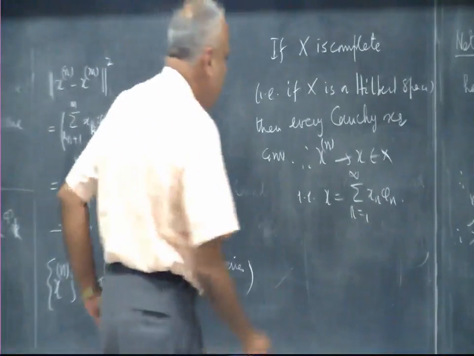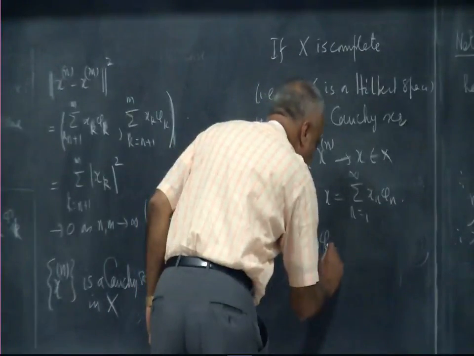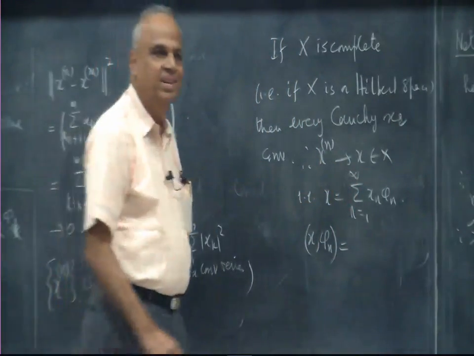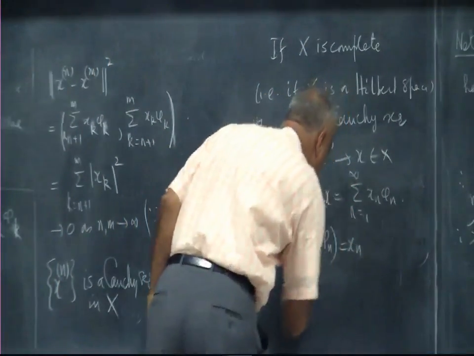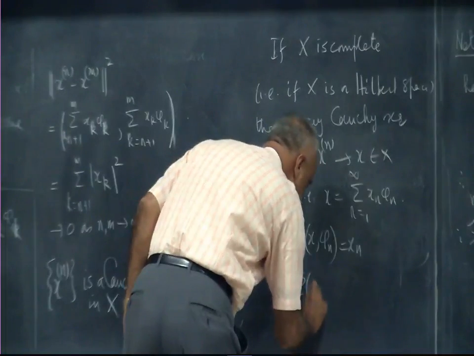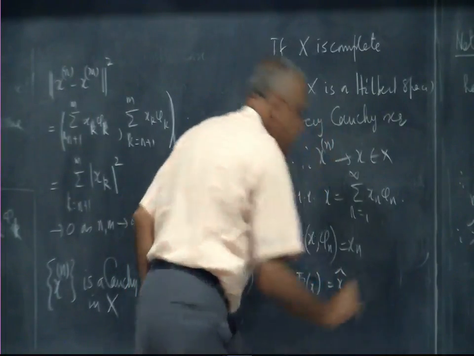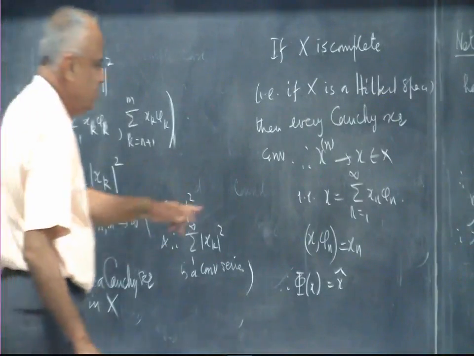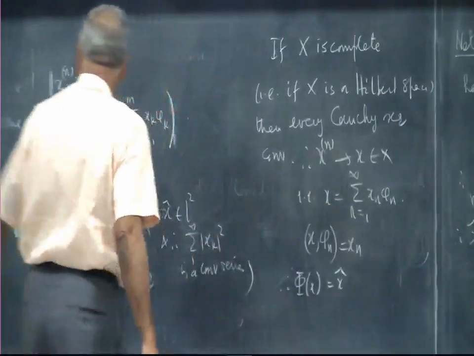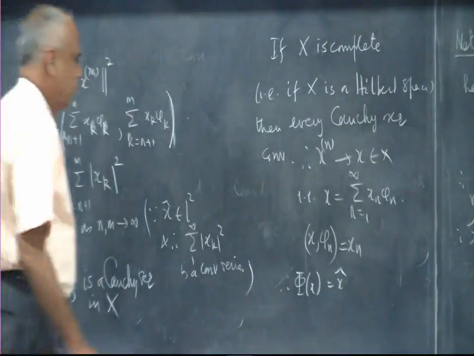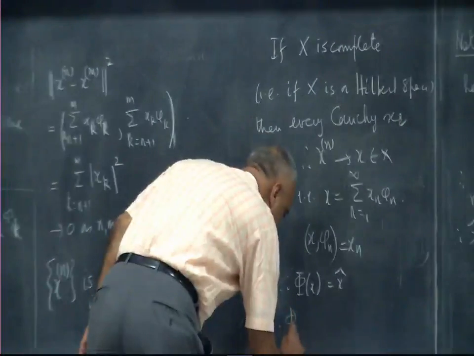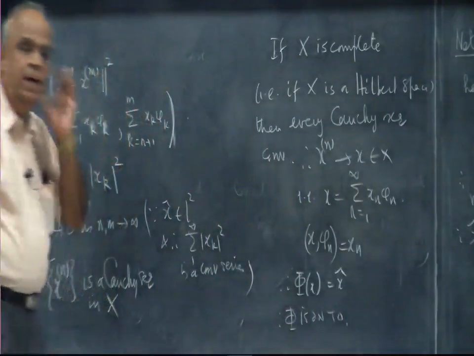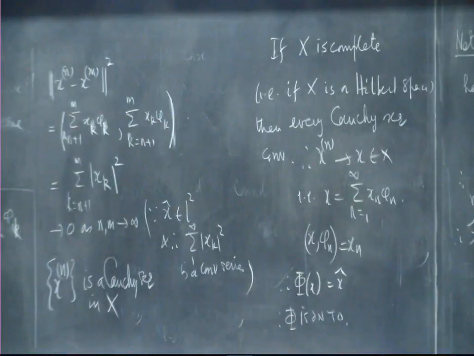For this vector, what is x phi n? Precisely x n, okay, and therefore phi x is x hat, and we are done. Therefore, phi is what? The image of this constructed vector is precisely that x hat we started with. Therefore, phi is onto.